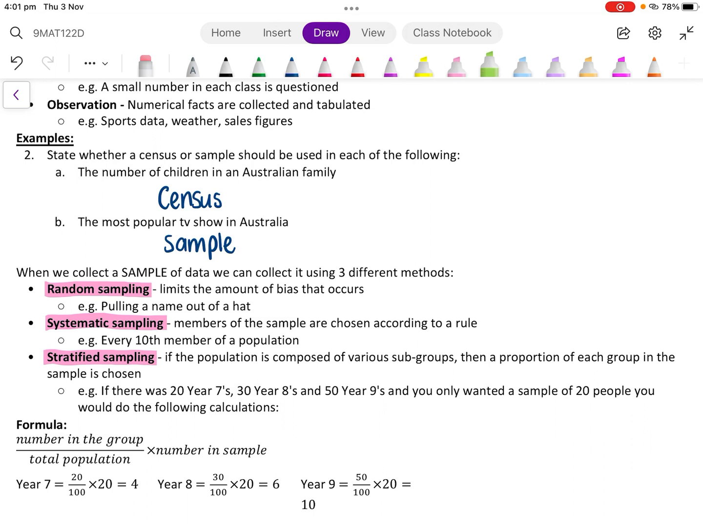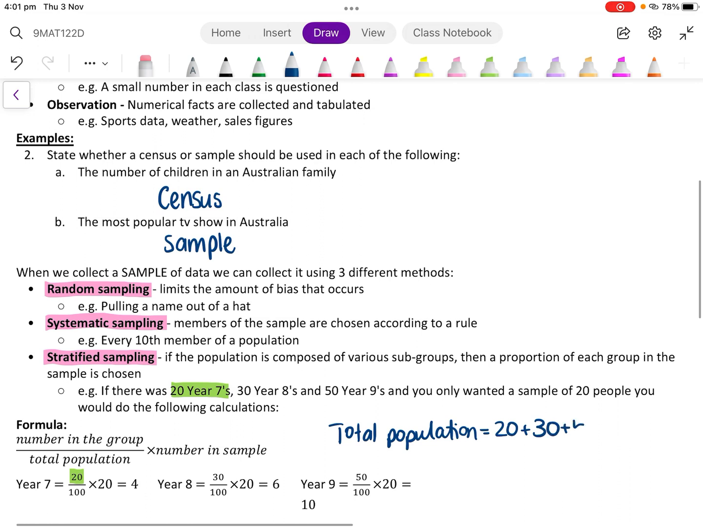So for Year 7, we have that there were 20 Year 7s. So we have 20 as our numerator. We then have the total population. How we calculate our total population is we add everyone together. So we'd go 20 plus 30 plus 50 to get that our total population is equal to 100. And then we multiply by the number of people we want in the sample. So we want 20 people in the sample. So if we go 20 over 100 times 20, we get that it equals 4.